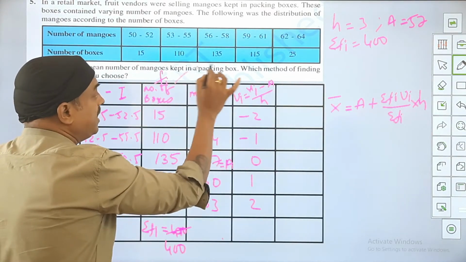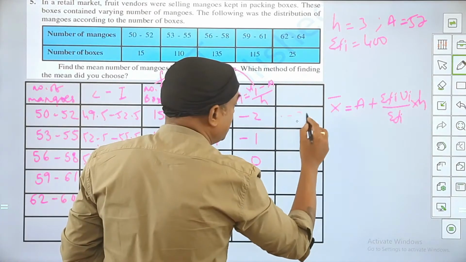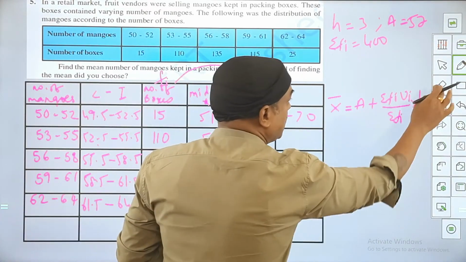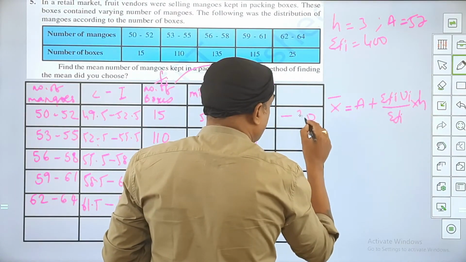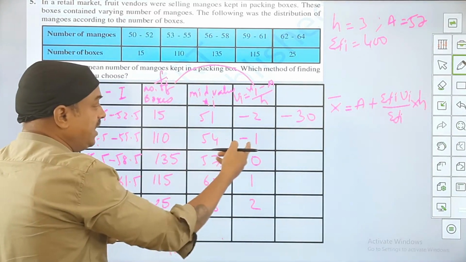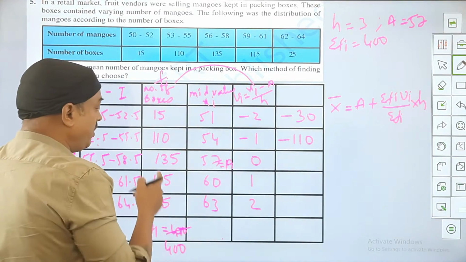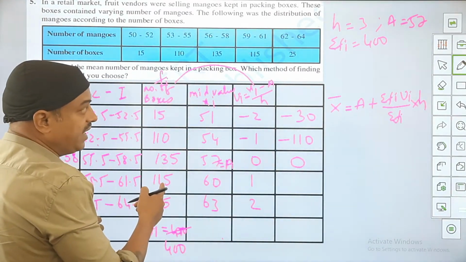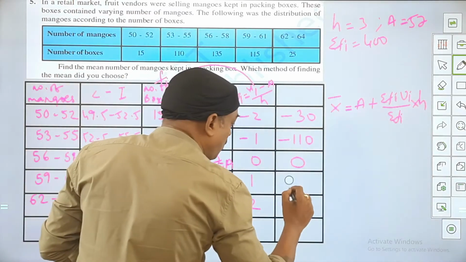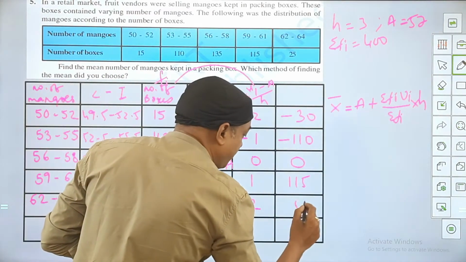So I need to multiply these two columns here, Fi into ui. So 15 into minus 2 is minus 30. Fair enough? Minus 30. 110 into minus 1 is minus 110. The next one will be 35 into 0 is 0 over here. The next one is 115 into 1 is 115 here. And the next one is 25 into 2 is 50.